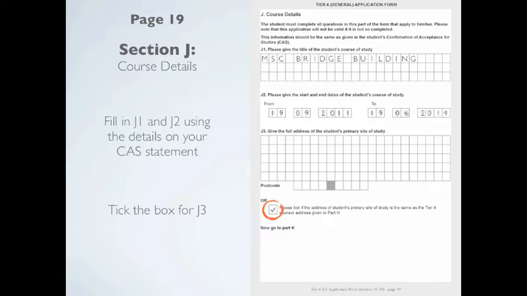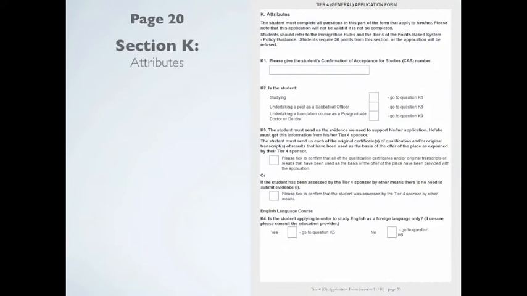J3. As you have already entered our full address at H2, you should tick the box after or. Page 20, Section K, Attributes. K1. Write the CAS number given to you by Brunel University.